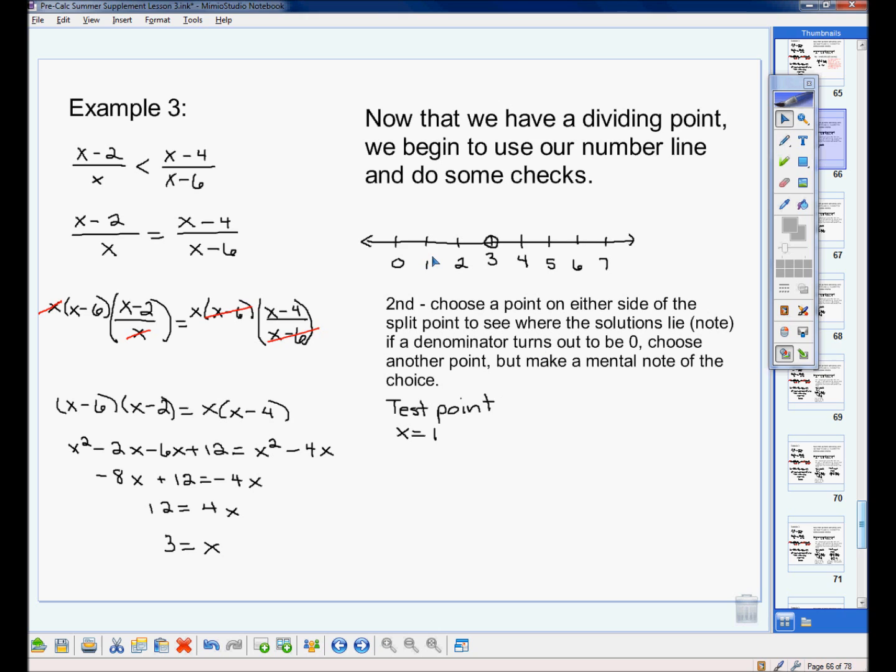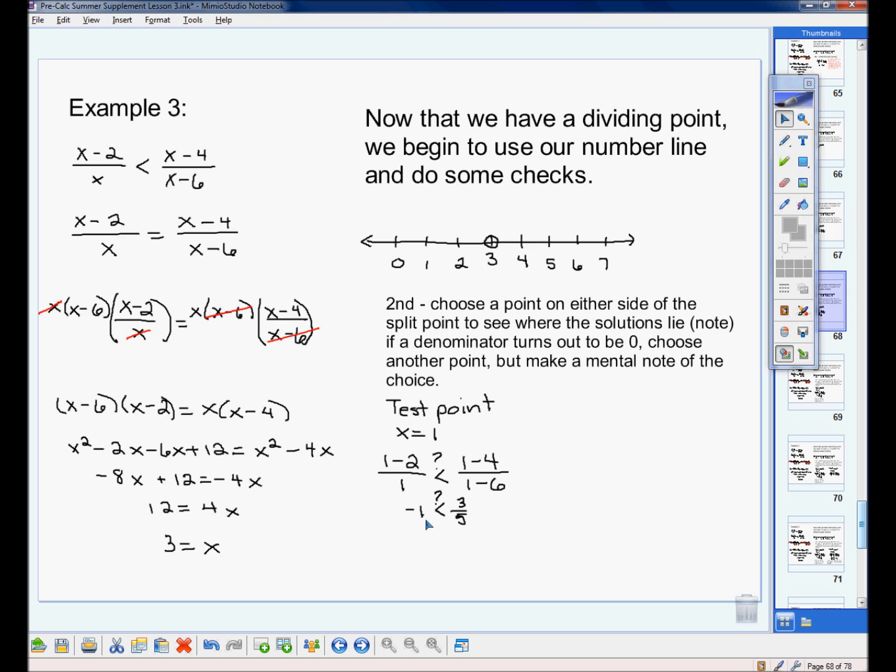So let's pick a test point over here. I'm going to pick 1. You could pick any number over here to the left of 3 and plug it in to see what you get, but I just picked 1. So we plug that in to the original inequality. Now we're going to leave it as the inequality this time, because we're checking to see if this answer, when we plug a 1 in, is going to be less than this one.